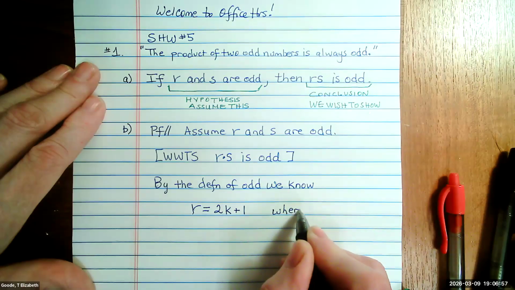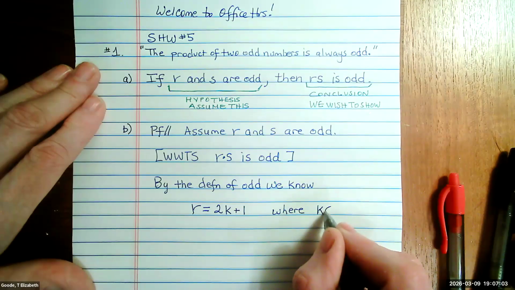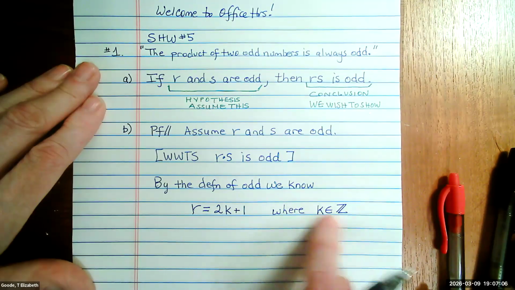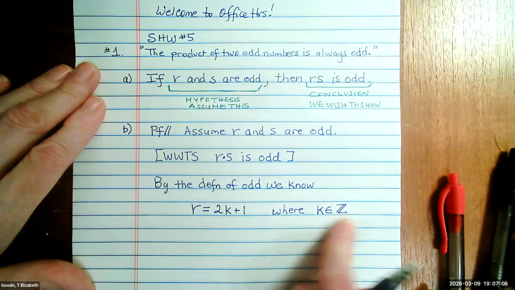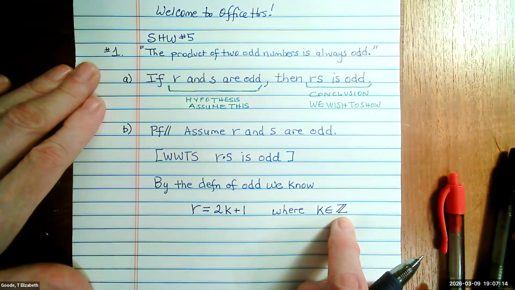And the S. Well, let's finish the definition of odd for R. Where first, K is an integer. Yes. K is an integer. You can write it with words, or it's perfectly fine to use our notation that K is an element of the integers, right?